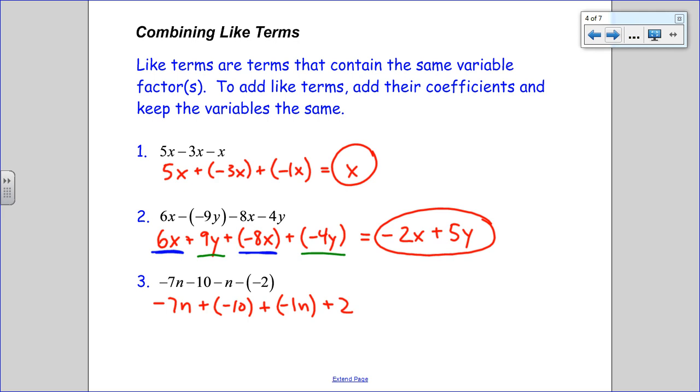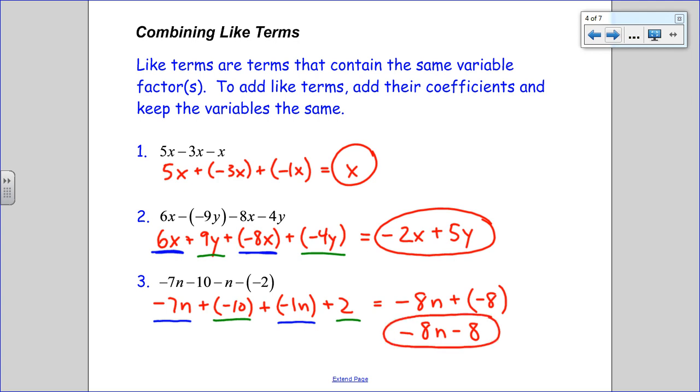We have to add our variable terms, negative 7n and negative 1n, separately from our constant terms, negative 10 and 2. Adding the variable terms first, negative 7n plus negative 1n is negative 8n. Then adding our constant terms, we have a negative 10 plus 2, which is negative 8. So we can write as our answer negative 8n plus negative 8. Or it's customary sometimes to write that answer as a subtraction problem, changing from adding negative 8 to subtracting 8. So we have a final answer of negative 8n minus 8.